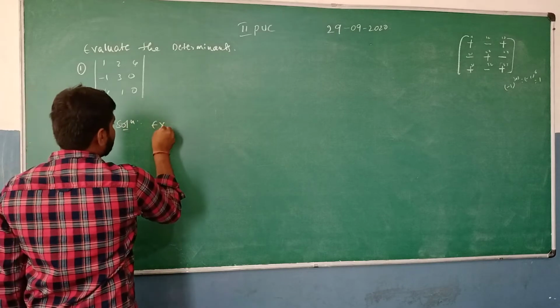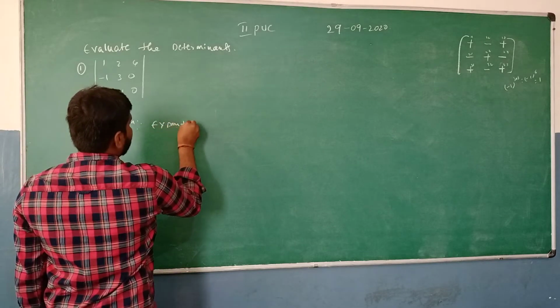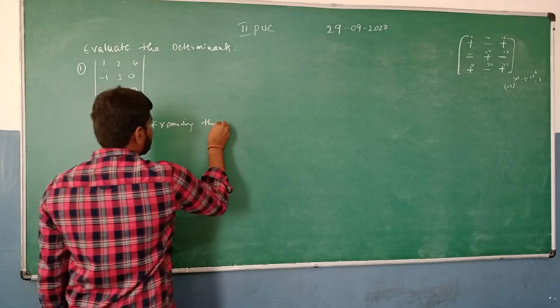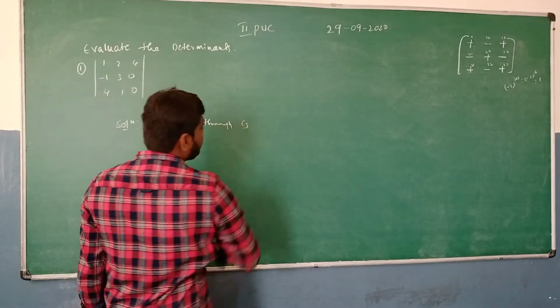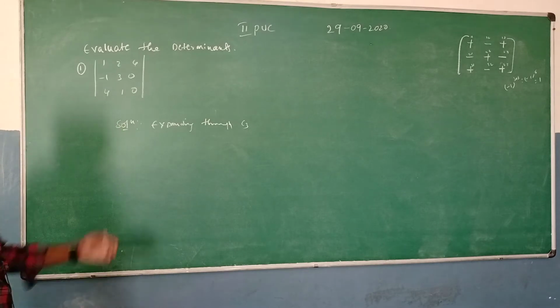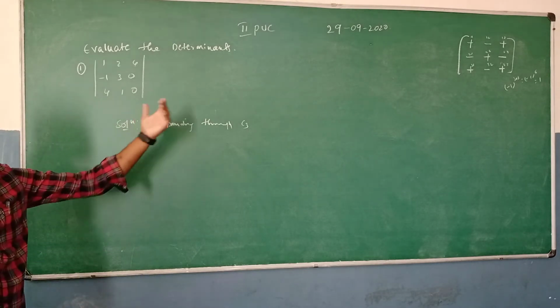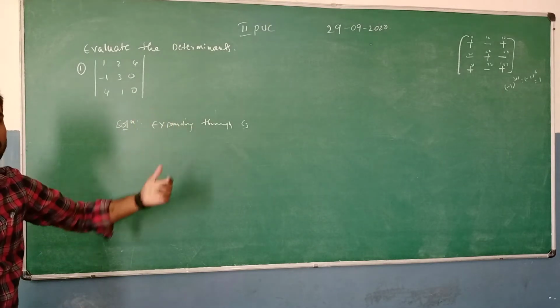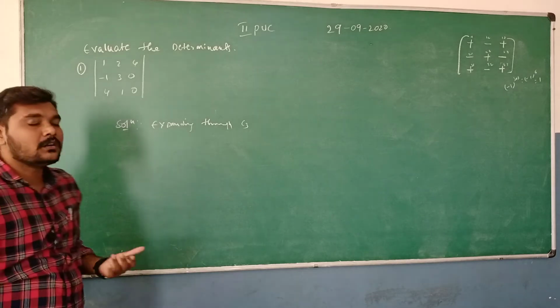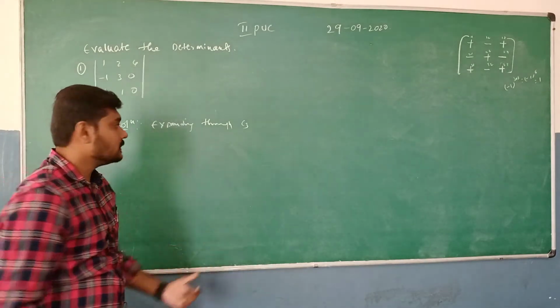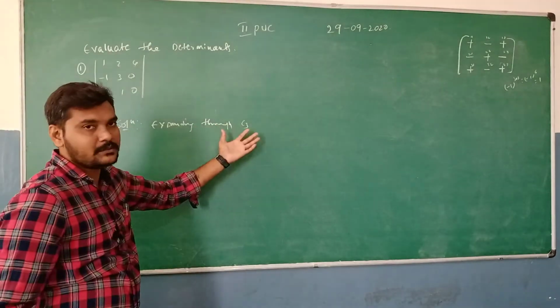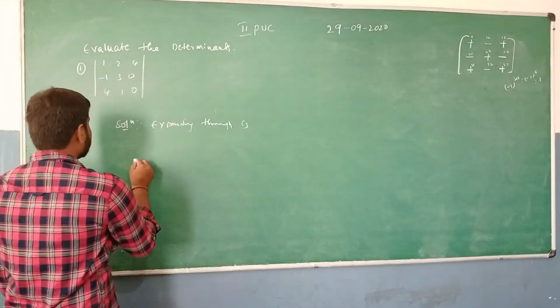So expanding through column 3, C3. We can say column 1, column 2, column 3 by C1, C2, C3, and row 1, row 2, row 3 can be replaced by R1, R2 as well as R3. Here I am going to expand through column 3, that means C3. So here is the solution.